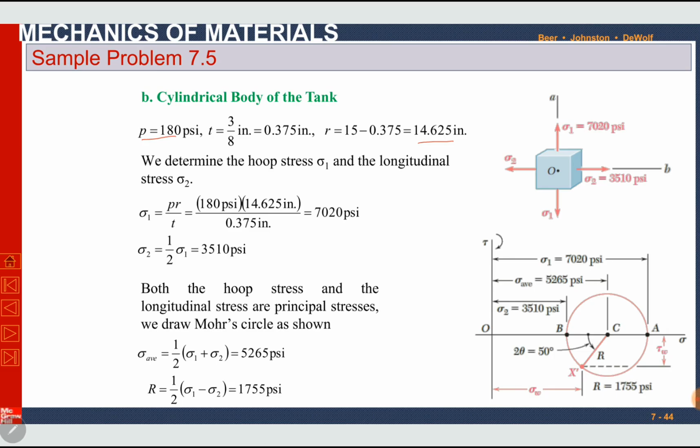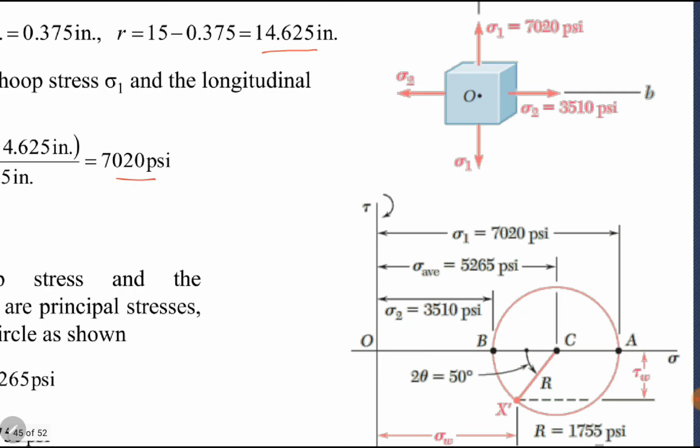Okay, first we find hoop and longitudinal stresses, sigma 1 and sigma 2. We know the expressions PR over T and PR over 2T, or sigma 2 can be half of sigma 1 as well. So simply we have found it. We can draw a Mohr circle. Sigma 1 and sigma 2 both are principal stresses, so we can draw a Mohr circle from two principal stresses.